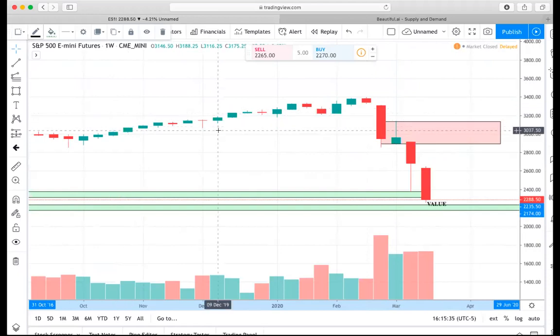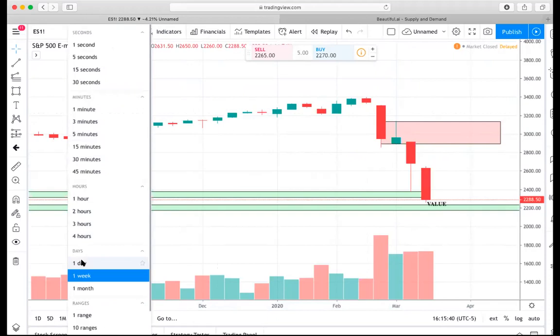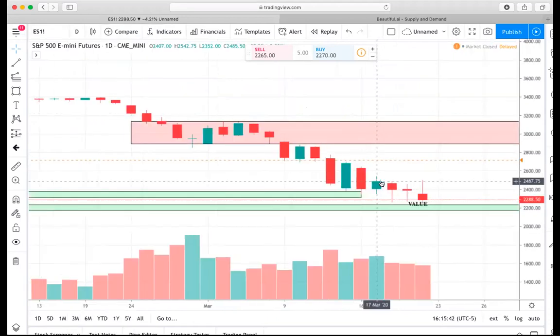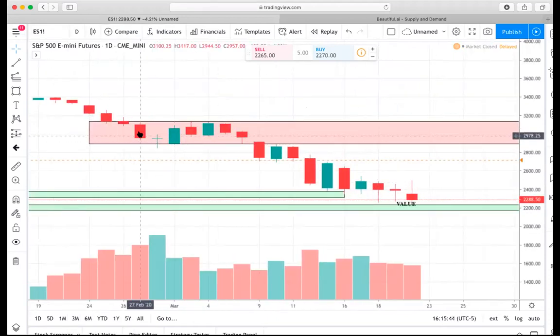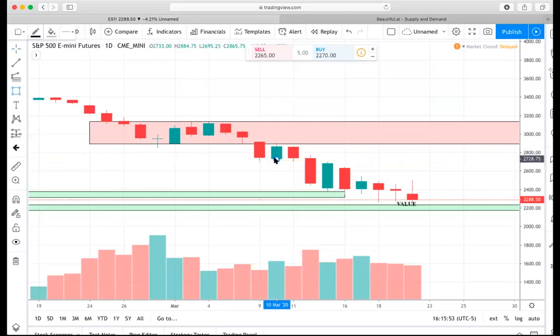But all right, so you see this is a weekly, and we go down to the daily and see what else is there. Within this, you've got a smaller time frame. So this is drop, base, drop. Here's another zone.